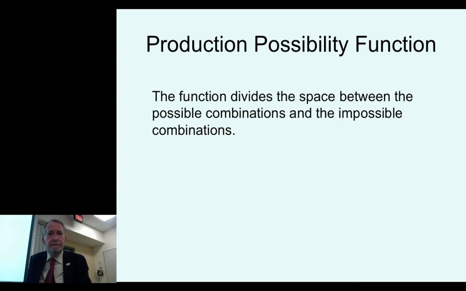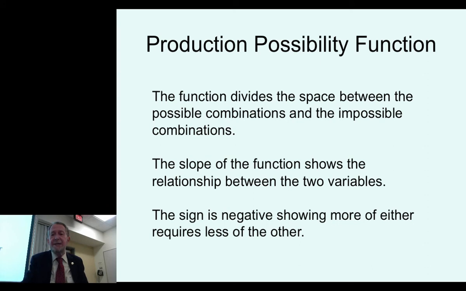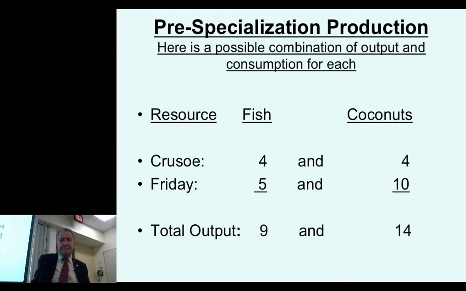Good question. So as I said, the function divides the space up between what is possible and impossible. The slope shows the relationship between the two variables, and the sign is negative, showing that in fact there is a cost involved. More coconuts has to be less fish. More fish has to be less coconuts.